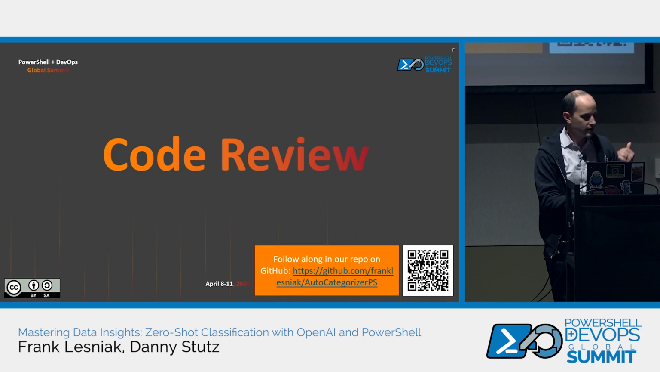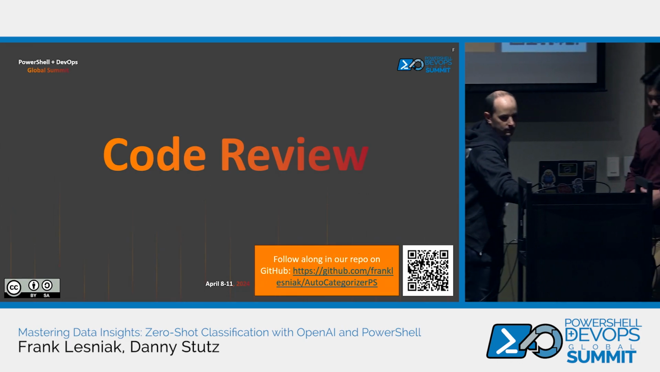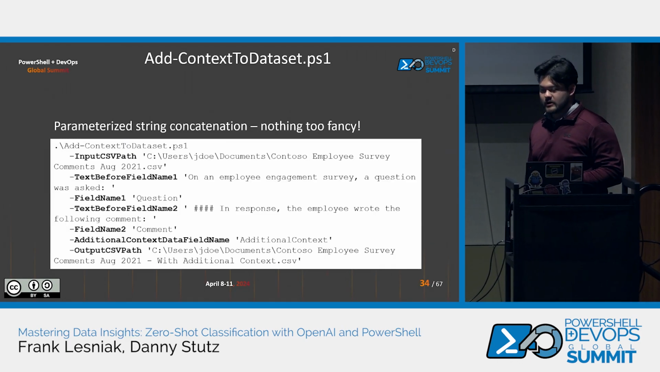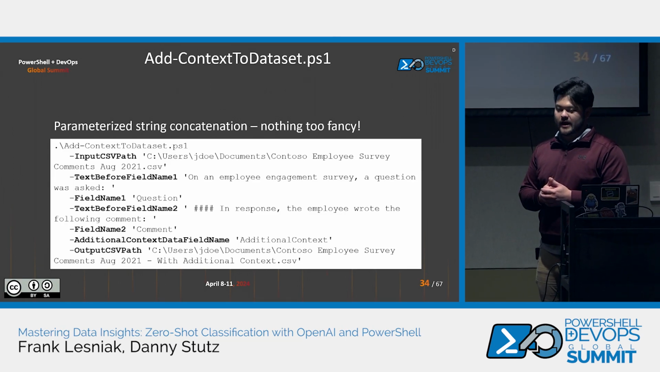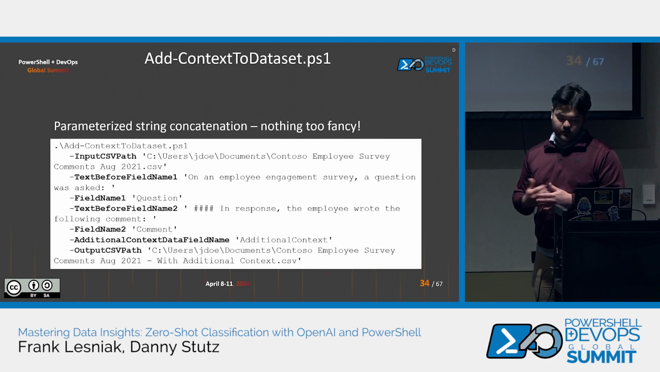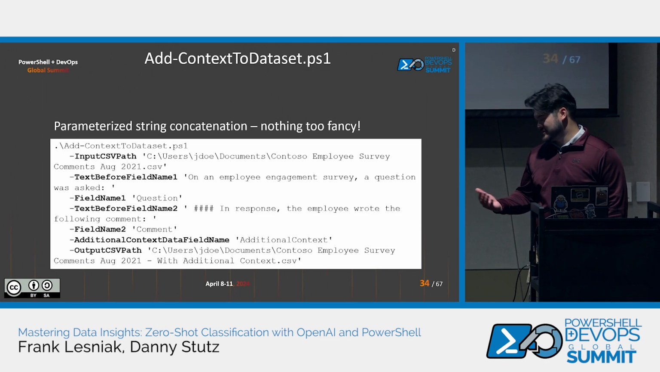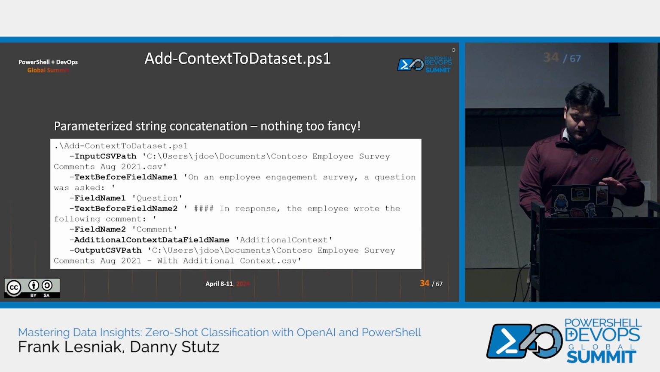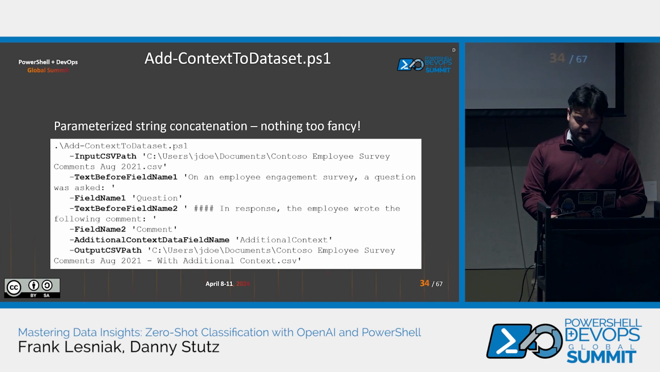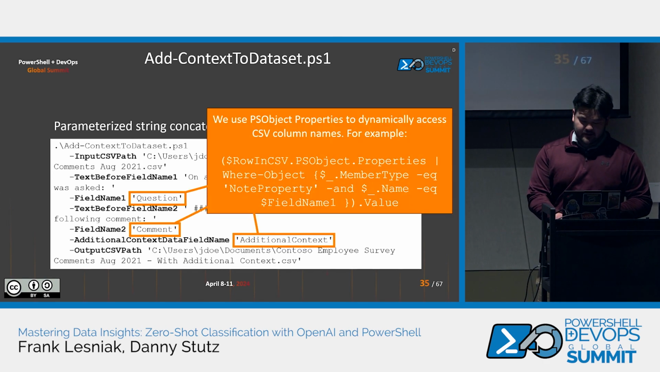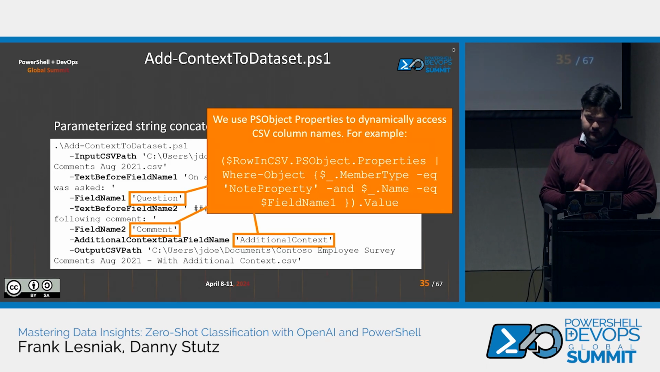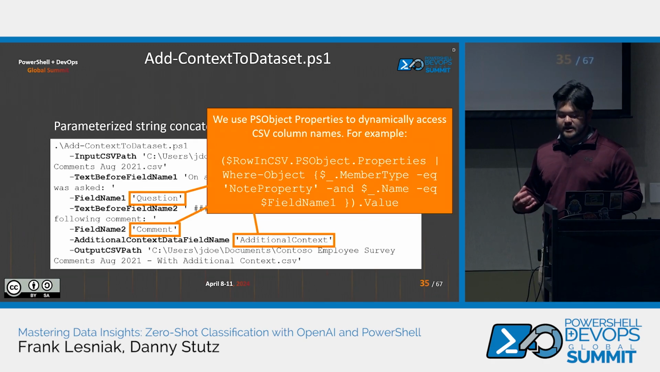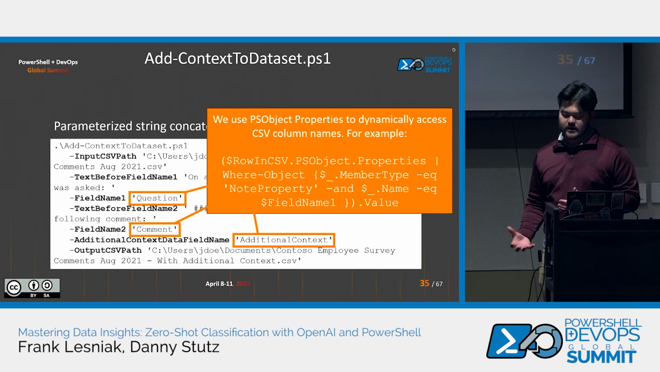I think, Danny, you're up first, right? Yep. Okay. So as Frank was talking about, context is really important when we're reaching out to AI and OpenAI and asking it a series of questions. Well, sometimes. Basically, what we've done, at least with this initial script, is it adds context to the data set, in that it'll transform some of the fields, for example, the question and the comment, into a new field, additional context.